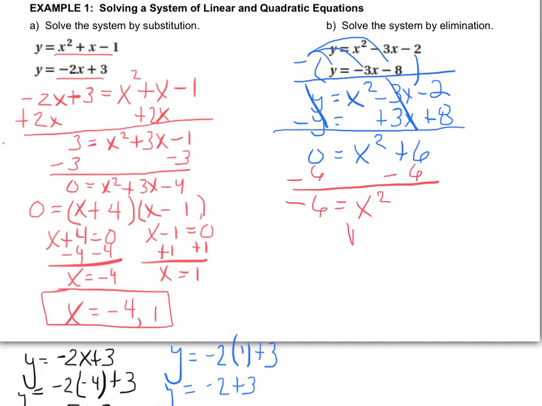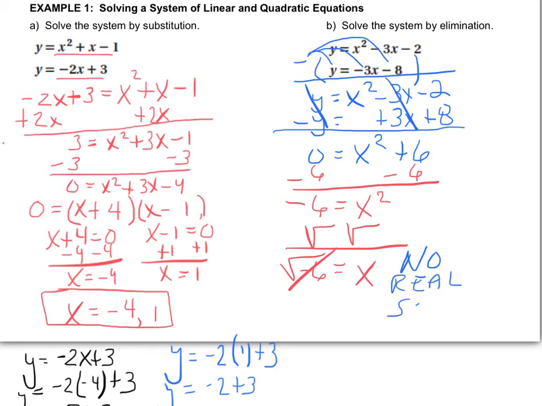I would take the square root of both sides, and hopefully we notice right away I can't take the square root of a negative number like a negative 6. So the problem we have is I get x on the left side, but I cannot take the square root of a negative and get a real number. So our answer is no real solution.